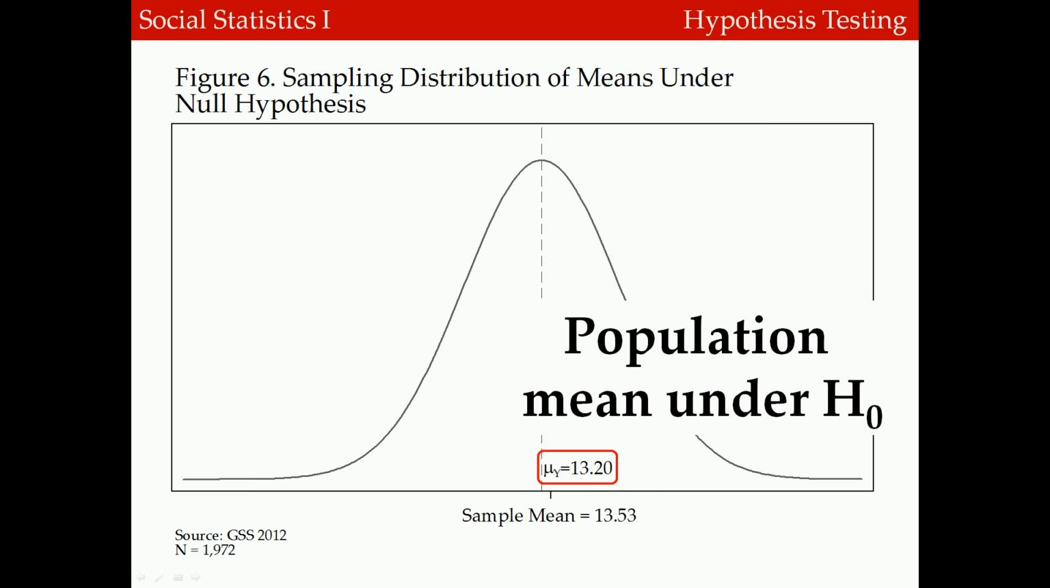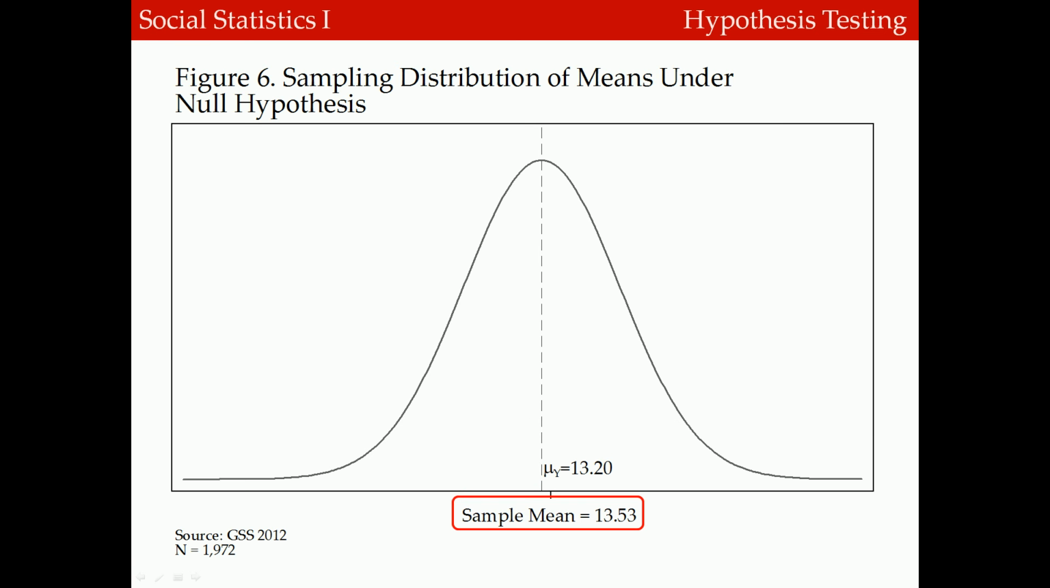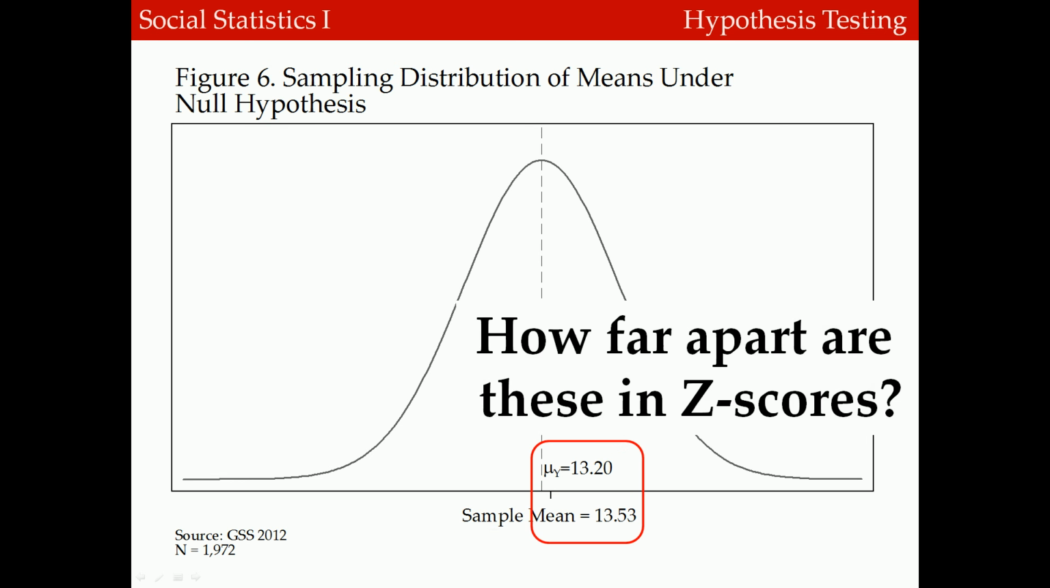Notice that it's centered around what we think is the true population mean. Under the null hypothesis, we think that the mean for the population from which the GSS sample is drawn is the same as that of the entire adult population that we got from the census, or in other words, it's equal to 13.20. And then remember that we have a sample mean of 13.53. So now the question is, how far apart are these two values expressed in terms of z-scores? They seem like they're close together, but we also have to take into account the amount of variation across samples using the standard error estimate.